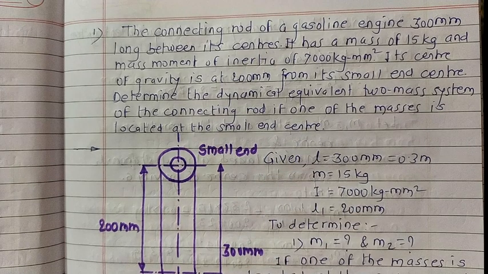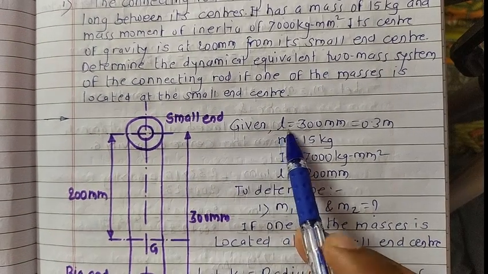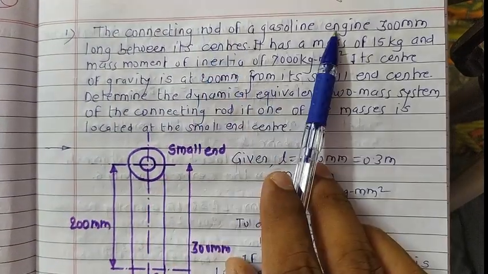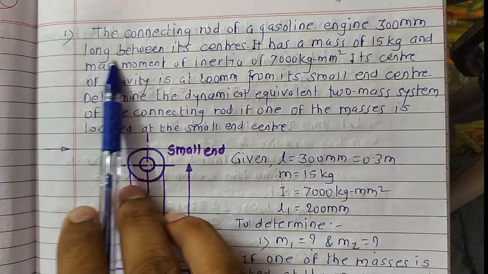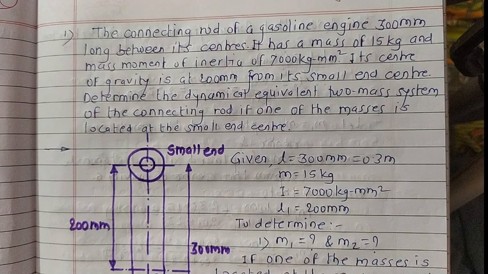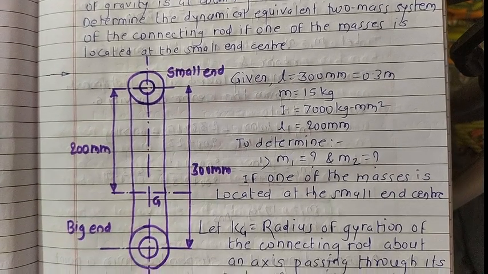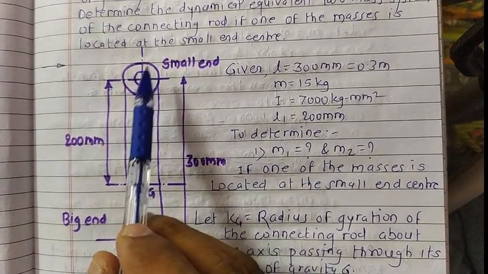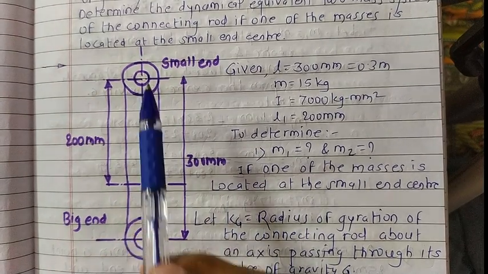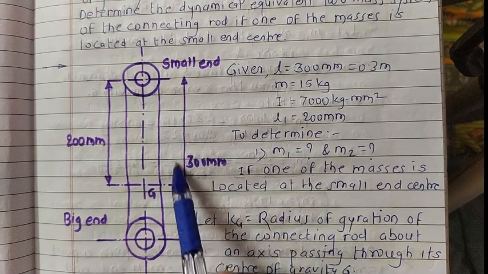See what's about the given data. If you read the problem carefully, the connecting rod of a gasoline engine is 300 mm long between its centers. First of all, what are the information given? According to that, try to draw the diagram as well as write the given information simultaneously. In this case, the small end is here, the big end is here, so the center to center distance between both the ends is given as 300 mm.